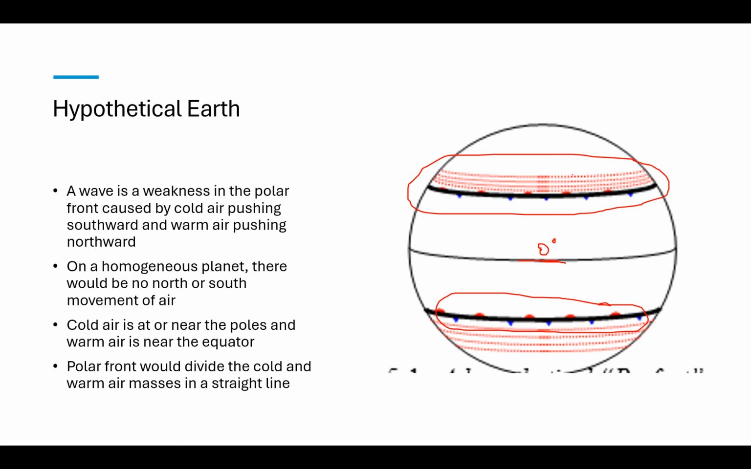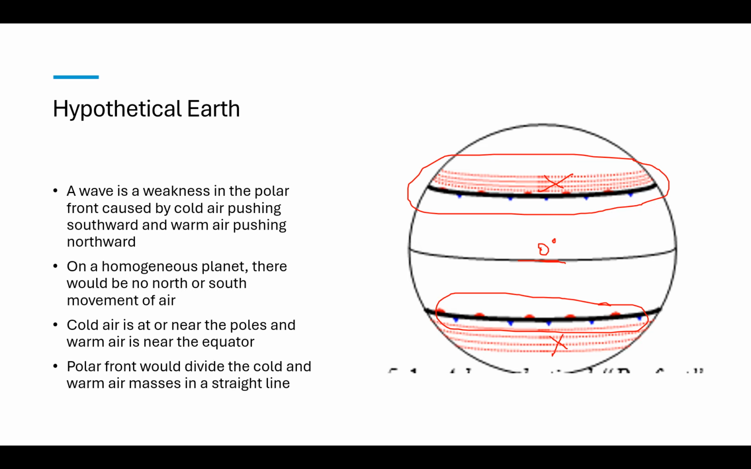Notice how your lines bunch up poleward, or to the north of the stationary front in the northern hemisphere, and then it'd be south in the southern hemisphere, because as we go south, we get closer to the South Pole. So we have the tighter temperature gradient, generally in association poleward of either of these stationary fronts. So on a homogeneous planet, there would be no north or south movement of air. This is the bottom line I'm trying to get across.